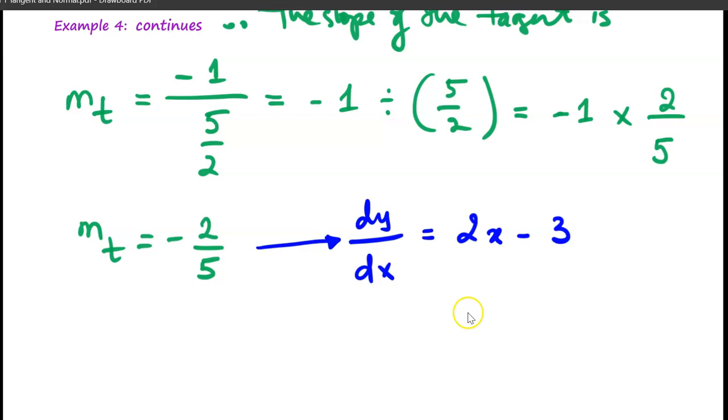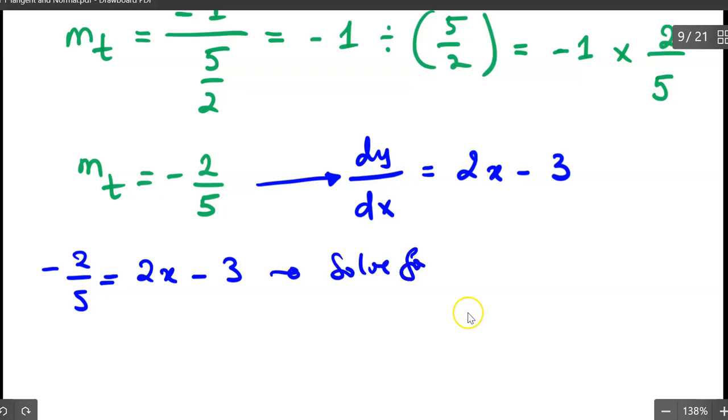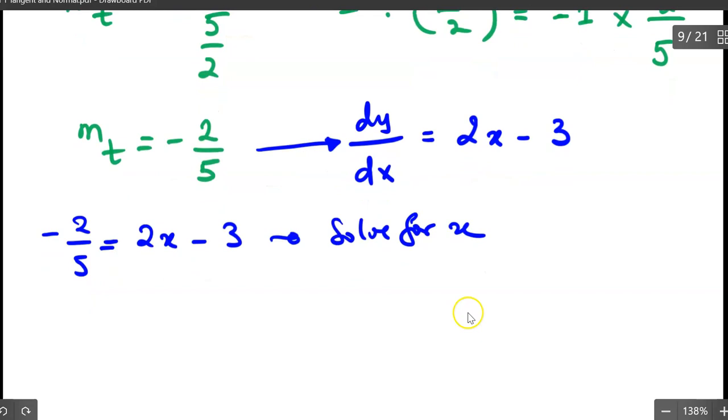So in writing the equation of a straight line, you need to have a point and a slope. You found the slope, but what about the point? It means I am going to substitute -2 over 5 into this equation so that I can solve for x. Alright, to solve for x, I am going to bring -2 over 5 and make that into a plus 3.